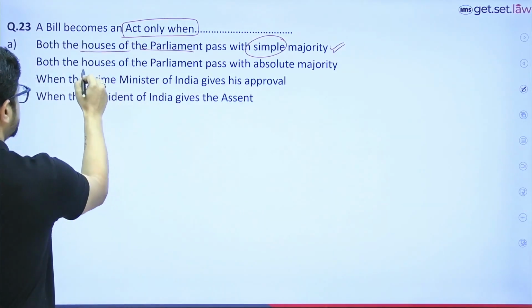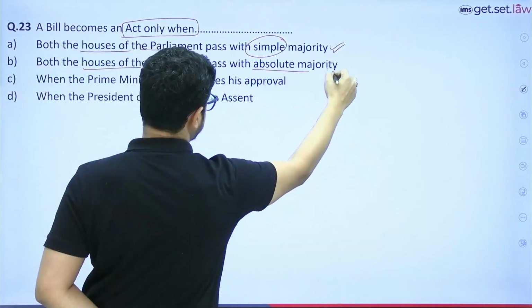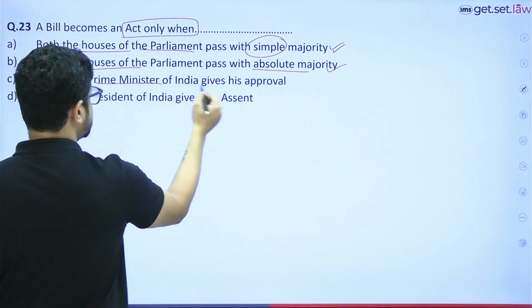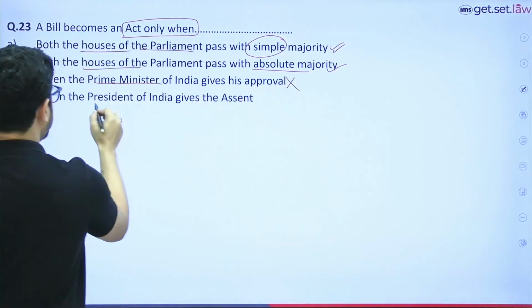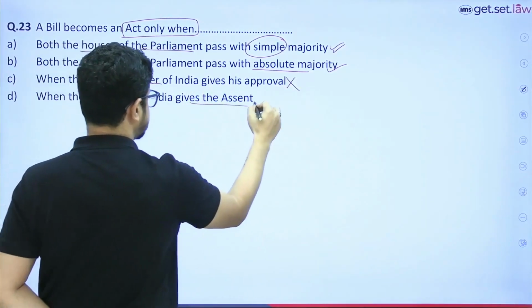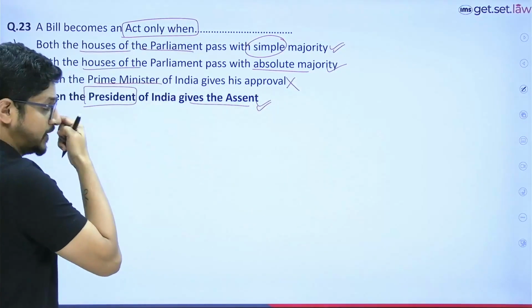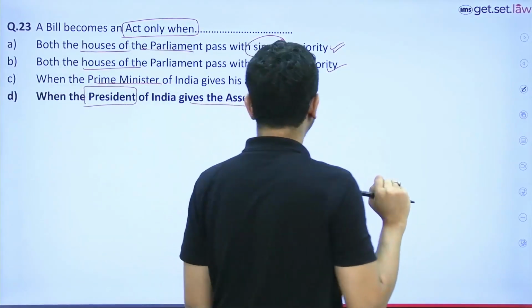Okay? Both the houses of parliament with absolute majority, when the Prime Minister of India gives his approval, or the President of India gives the assent. That makes it a correct option. So that's why it's D. No explicit explanation is needed.